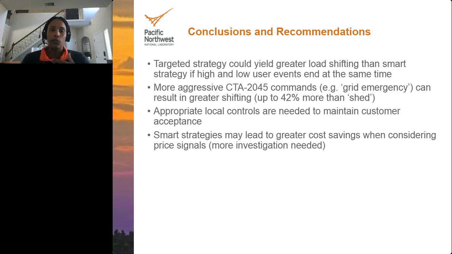So with that said, we need to make sure that the appropriate local controls are implemented so that we can avoid those cold water events, even if we're sending aggressive signals to the device. The water heater can just exit out of those commands if there's a threat of cold water events. And we saw that the smart strategies could lead to greater cost savings when considering price signals or indirect signals, but more investigation is needed here.